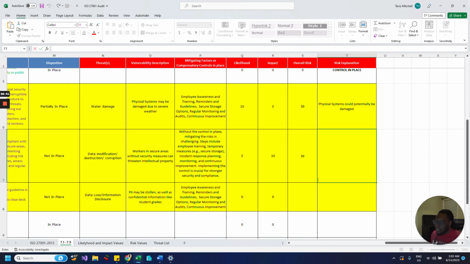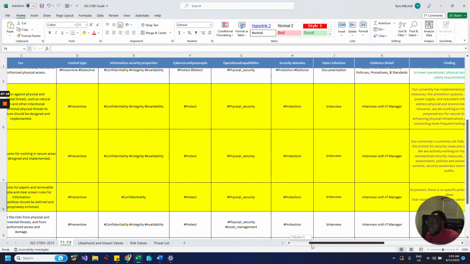All right, so what we're going to say the risk explanation is: important information could be leaked into the wrong hands. Okay, that's what I'm going to say here. We're going to wrap that text. All right, let's send it that. Might look nice up there. There we go.